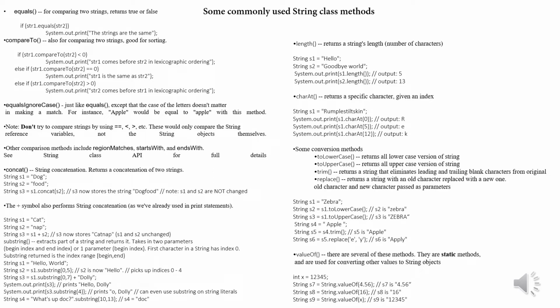The next one is, for example, we have a string s3 be s1 dot substring 0 7 plus dolly. So s1 dot substring 0 7 will return the substring of a string s1 that are in the range of 0 to 7, means hello, right? So now hello would be concatenated to dolly, and the result is hello dolly, right? s3 now is hello dolly.